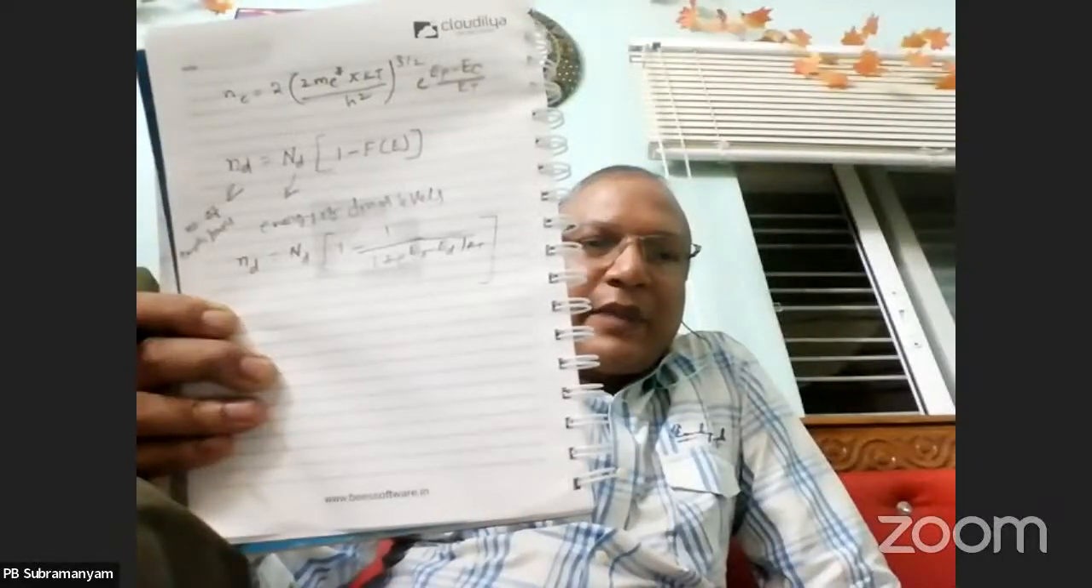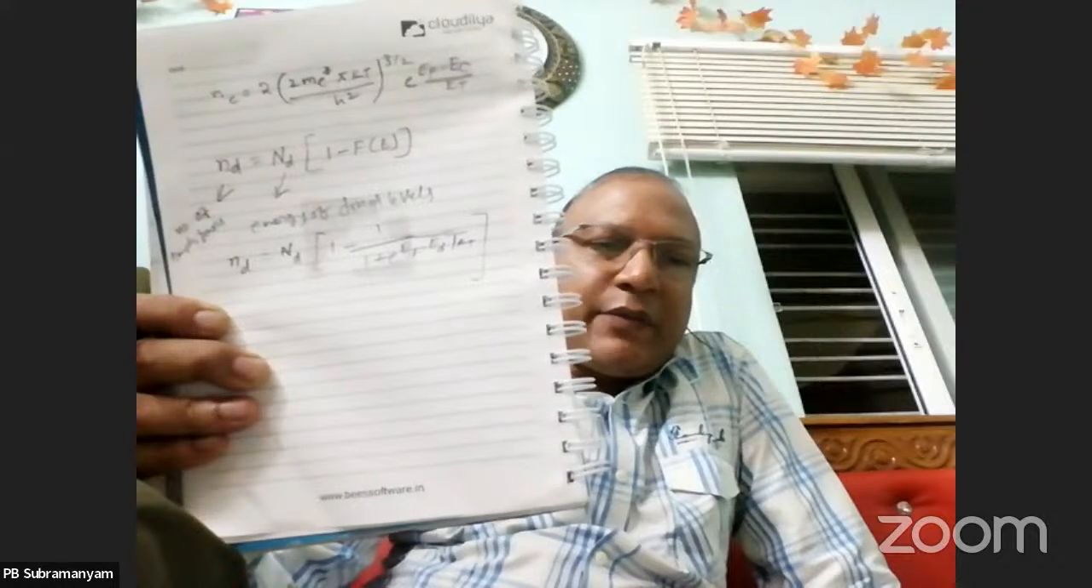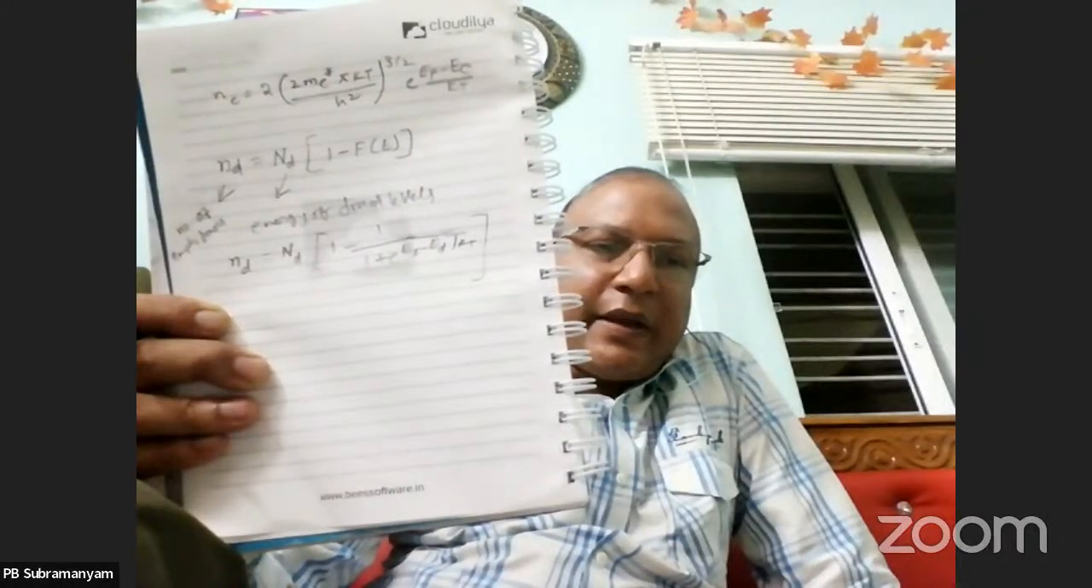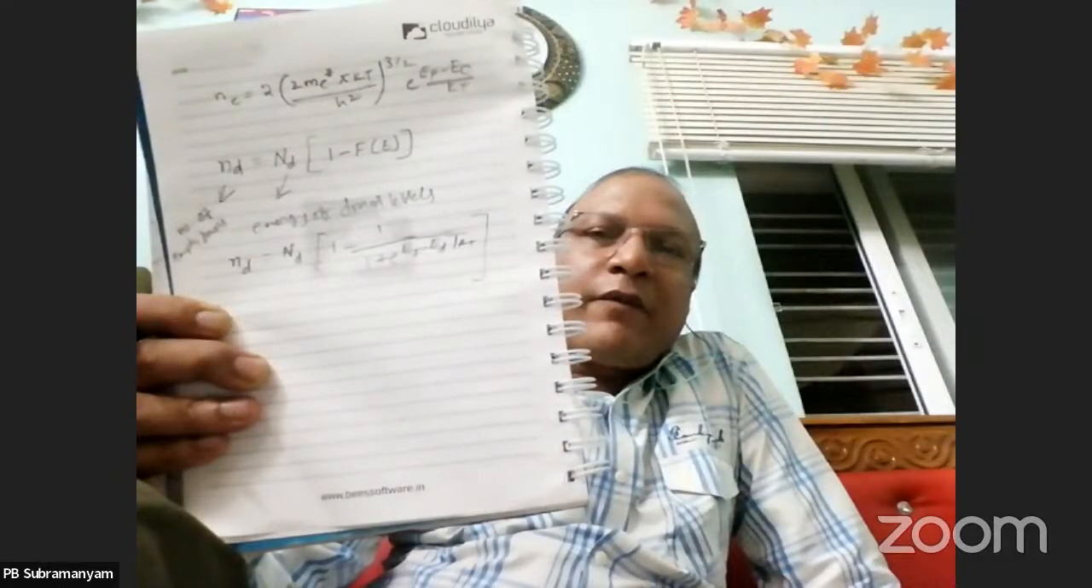1 plus e power of 1 by 1 plus e power of (EF minus ED) by KT. Okay. And the ND multiplied by here. What will be the next step? The next step is to just do the LCM. Okay. Just do the LCM and then cancellations if possible.